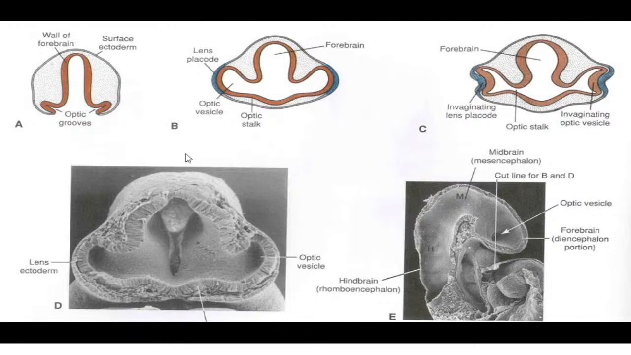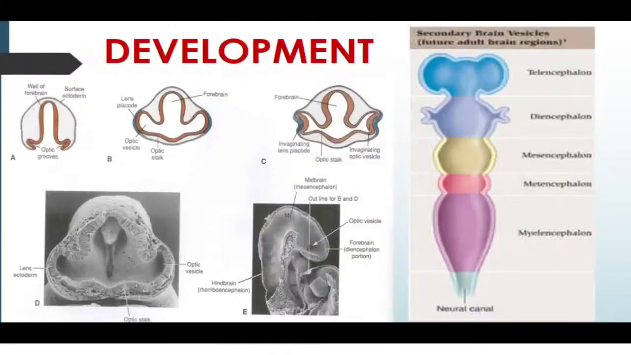This is an electron scanning micrograph, which also shows the optic vesicle and lens ectoderm very well. Also we can see very well how the brain vesicles are present: hindbrain, midbrain, and forebrain. And we were just talking about forebrain differentiation into the diencephalon. In the schematic diagram, all types of brain elements are very well visible, for example myelencephalon, metencephalon, mesencephalon, diencephalon, and telencephalon.